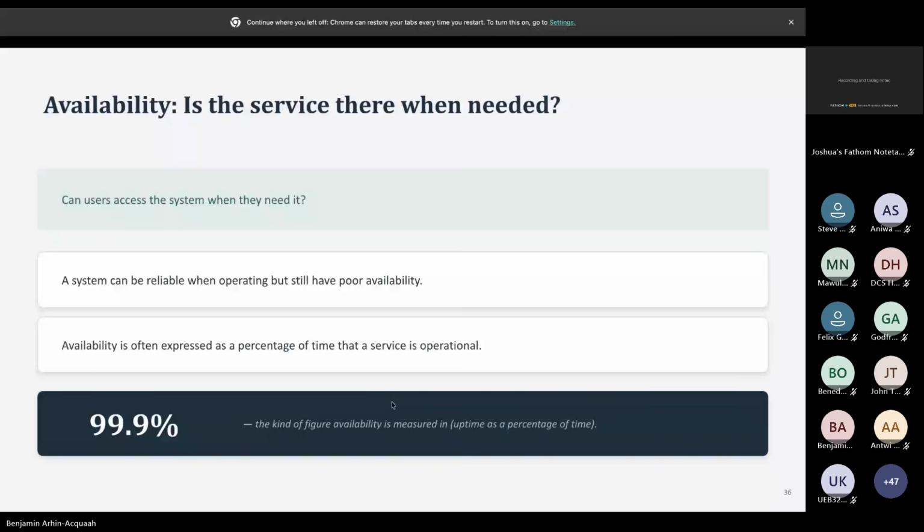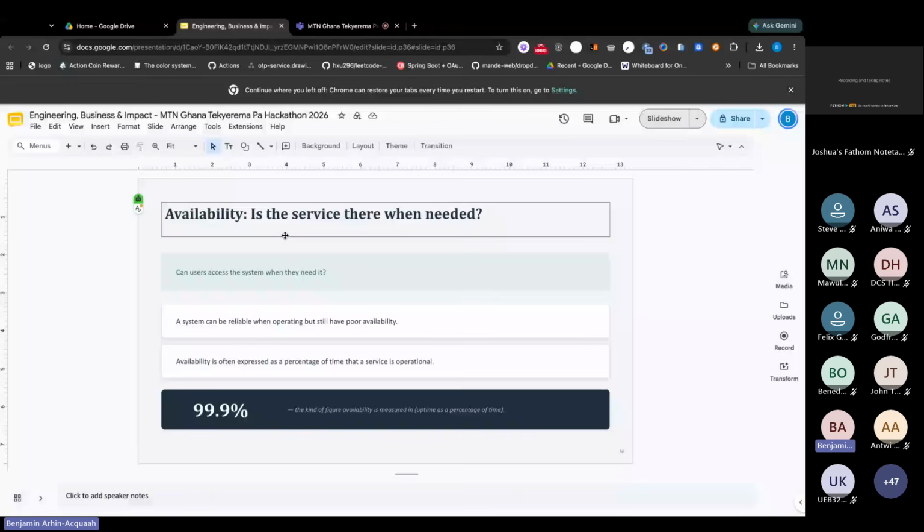The next non-functional requirement is security. Does anyone want to try? Security, as the name implies, many people know. So does anyone want to give it a shot? Security in the context of non-functional requirements.